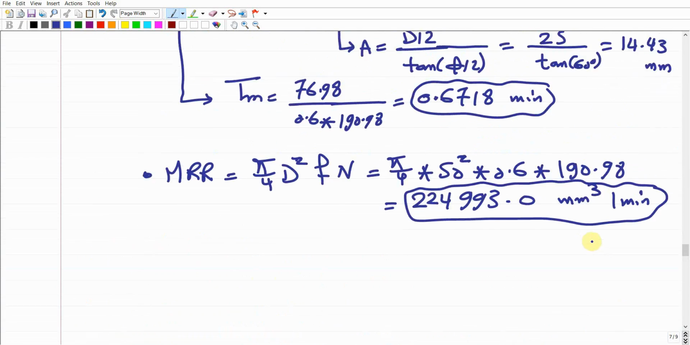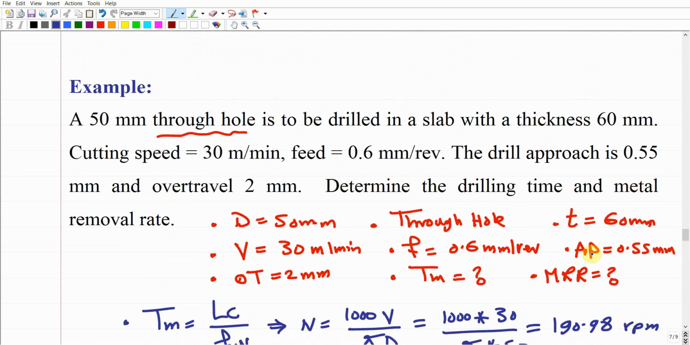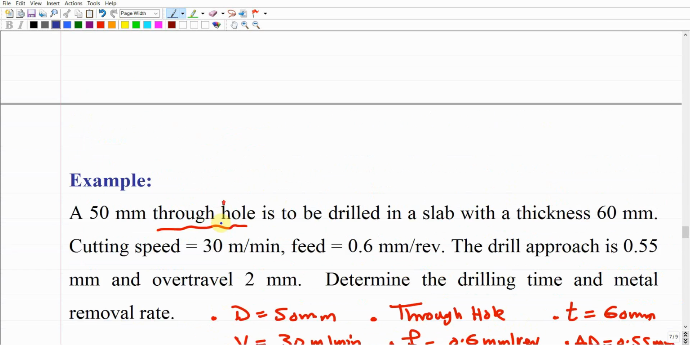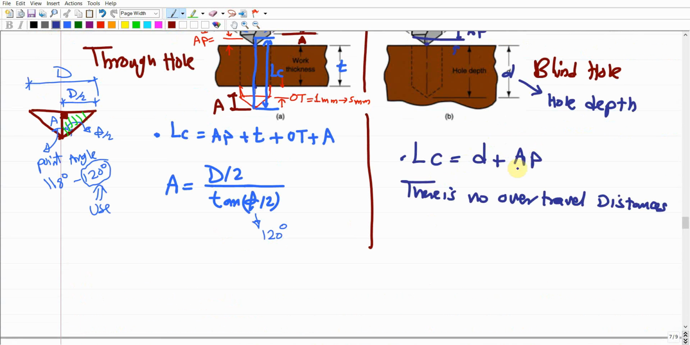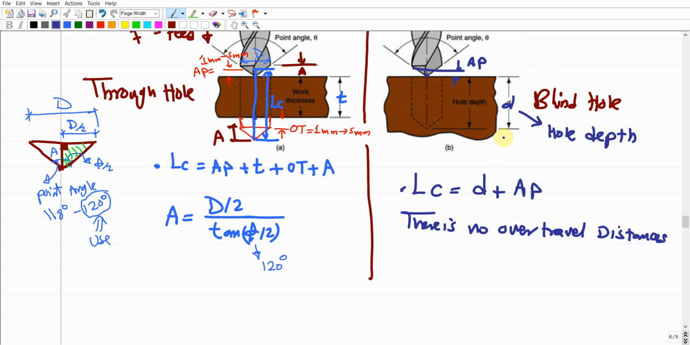distances. In case that we do have the same example, but for the case that we do have a blind hole, instead of giving you the thickness of the slab and the over travel distance, even if the over travel distance was given, don't add it for the blind hole. For the blind hole, you're gonna have only approach distance plus the depth of the hole. So you're just gonna add both of them together, even if the over travel distance was given, which doesn't make sense to give you the over travel distance, by the way. But anyway, if it is given, don't add it, because we cannot add over travel distances to a blind hole.